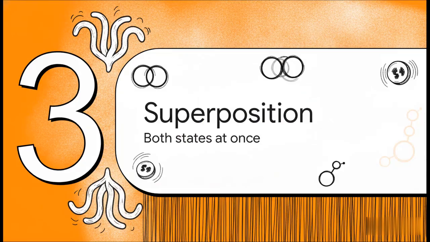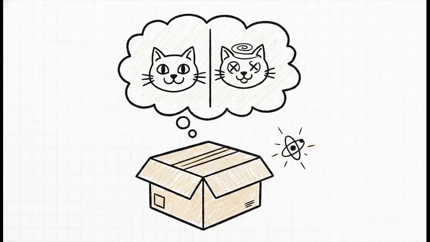Let's move on to section 3, superposition and being in both states at once. To wrap our heads around this, let's talk about physicist Erwin Schrödinger's wildly famous thought experiment. Picture a cat placed in a closed box.